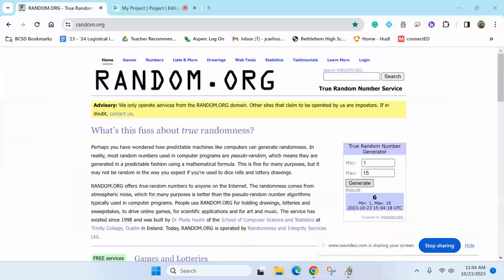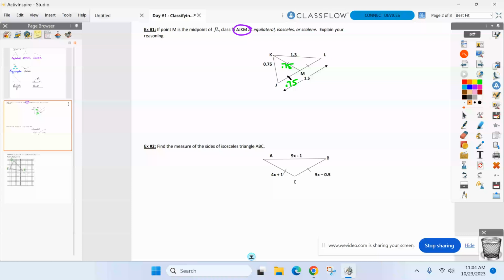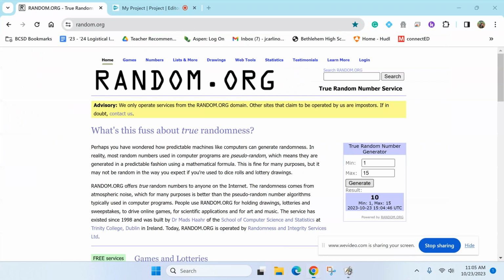And that would be what type of triangle? Matt? Equilateral. Good deal. This is equilateral. And you'll notice the directions do say, explain your reasoning. So why did Matt choose to say that was equilateral versus the other two?